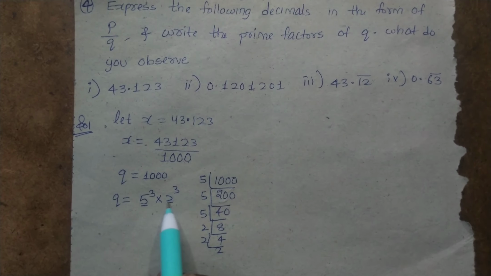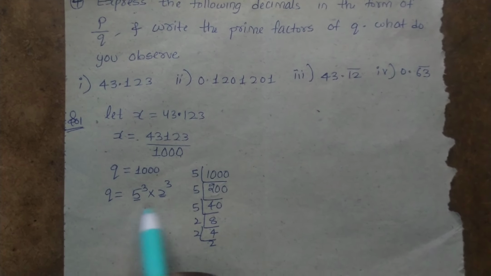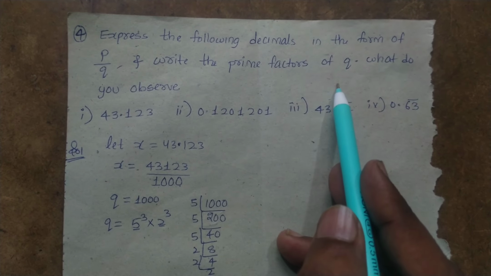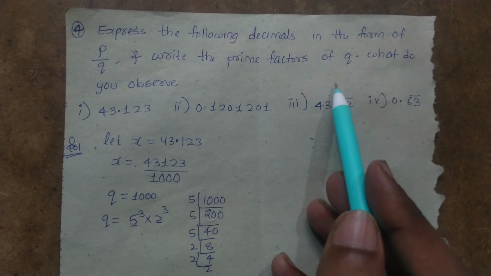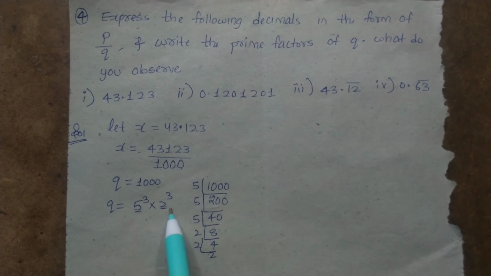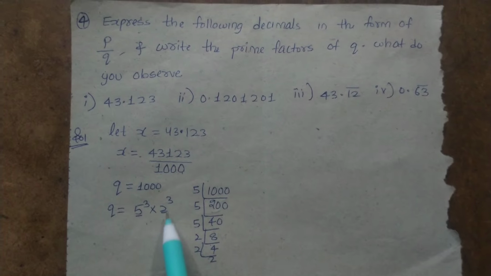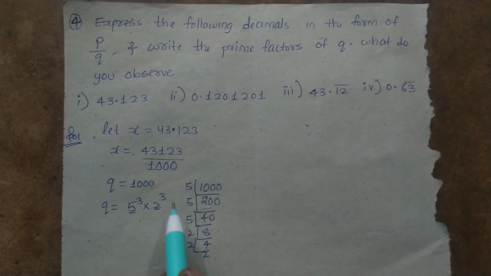Are 5 and 2 prime factors or not? Yes, these two are prime factors. So you can write q in terms of prime factors. They asked us to write the prime factors of q, so for q we have written the prime factors. Only 2 and 5 are the prime factors of q. Other than 2 and 5, nothing will come. So this is what you are going to write.